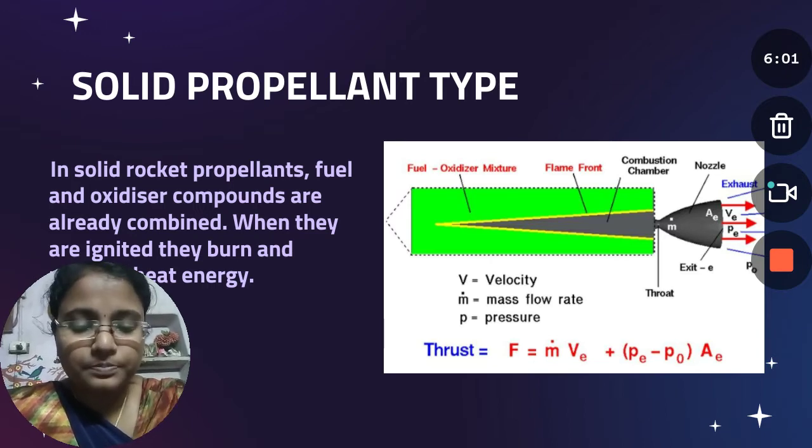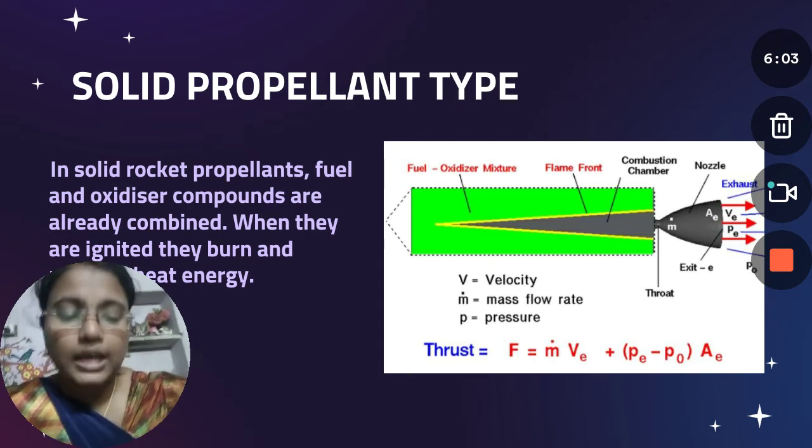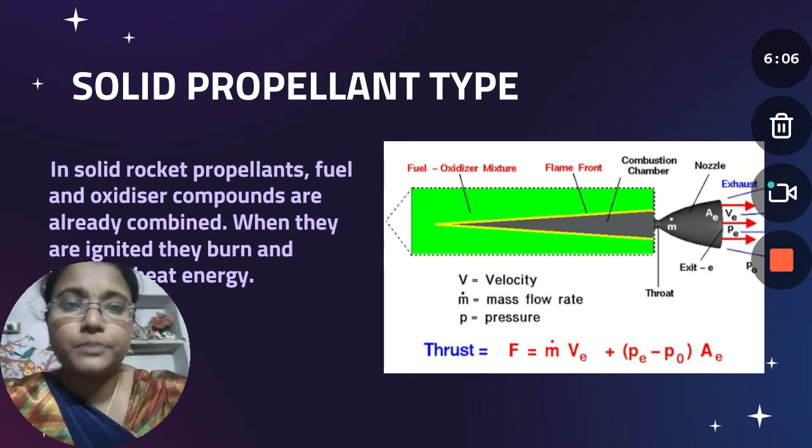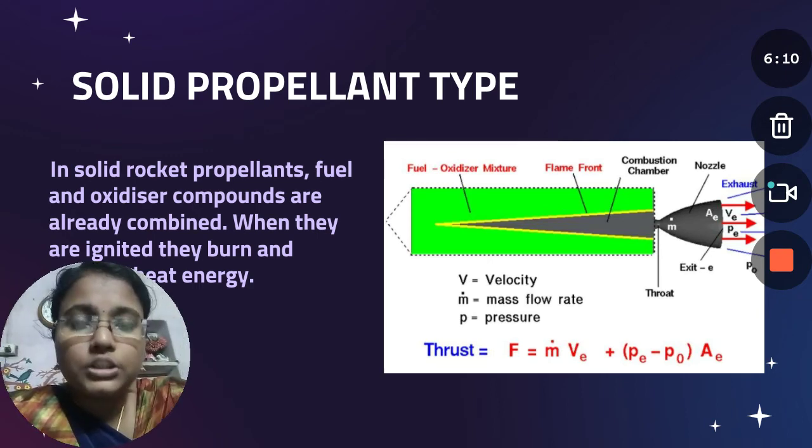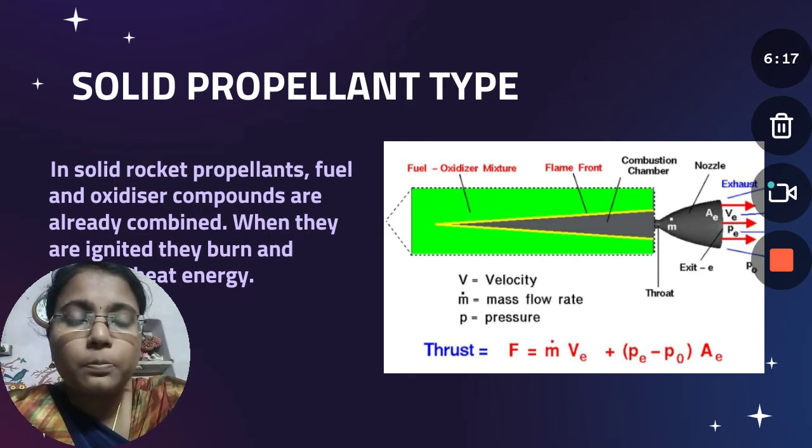There are four different types of solid propellant combustion, that is single base propellant, double base propellant, triple base propellant and composite propellant. But in rockets we only use double base propellant and composite propellant.